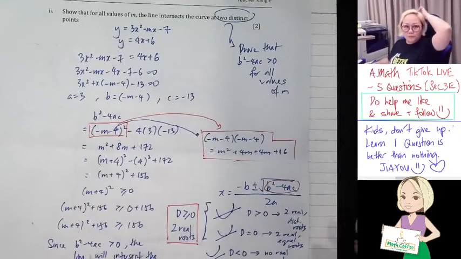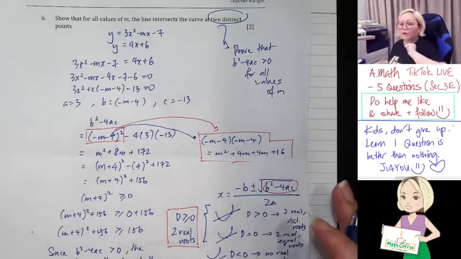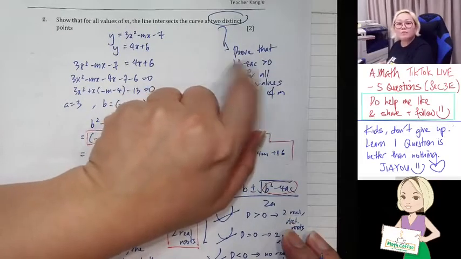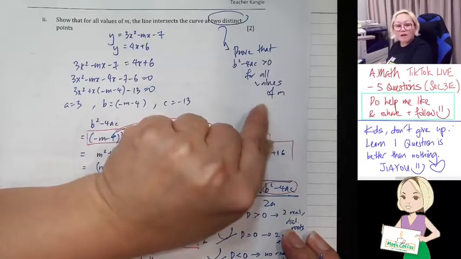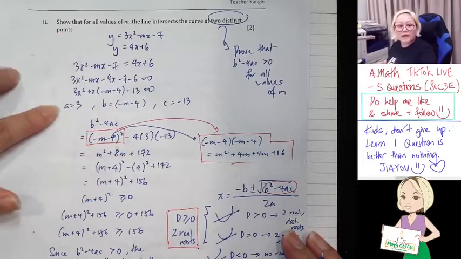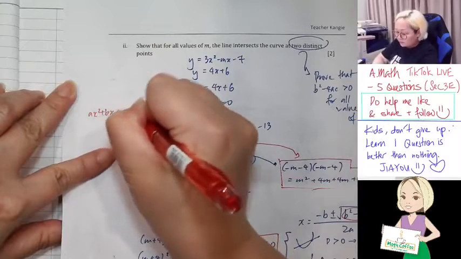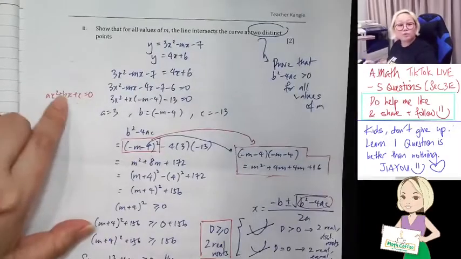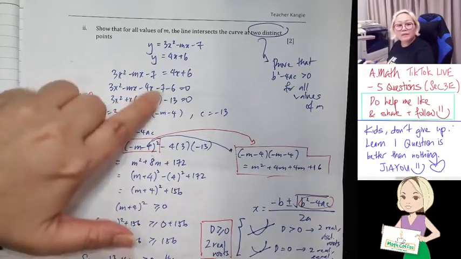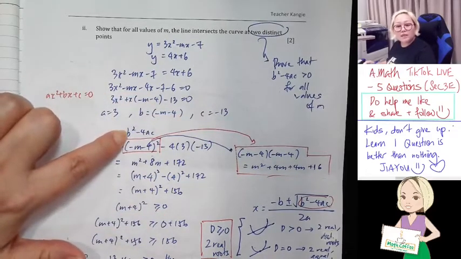So I repeat, they ask you to show that for all values of m, the line cuts the curve at two distinct points. So at the side here, I put that it's indirectly trying to tell you to prove that your discriminant is always positive for all values of m. So do your simultaneous with the m inside, throw everything to the left hand side. You are actually trying to put it into the form of ax squared plus bx plus c equals 0. This is what we are trying to do. Then with that, I will see, oh, my a is 3, my b is minus m minus 4, my c is negative 13.